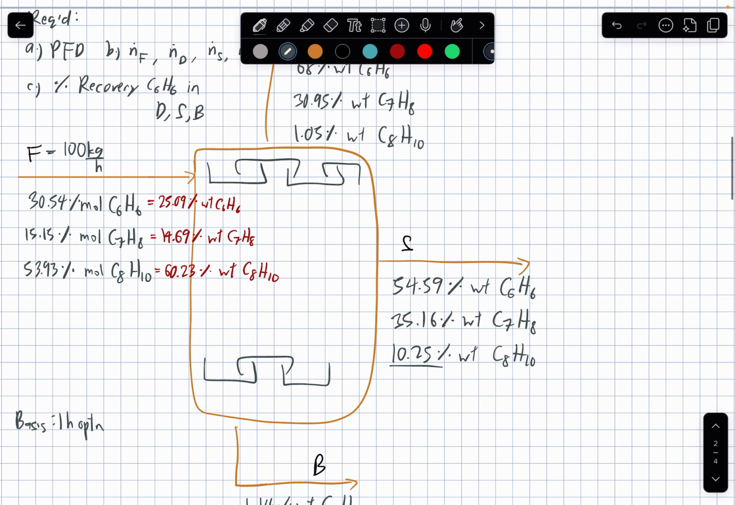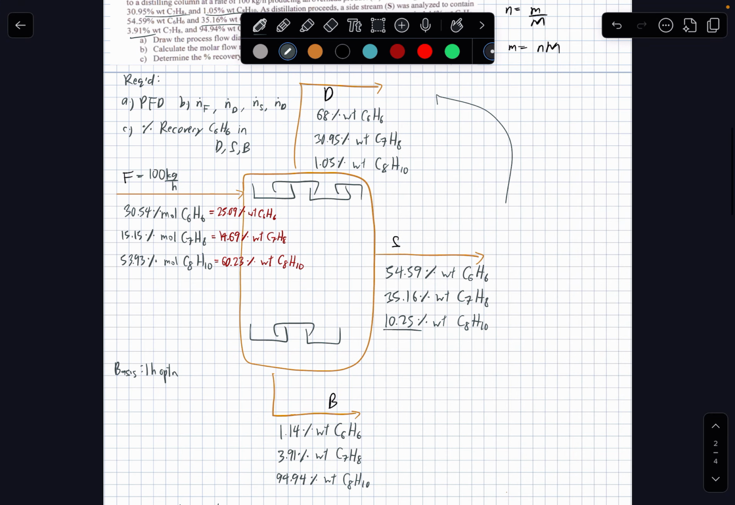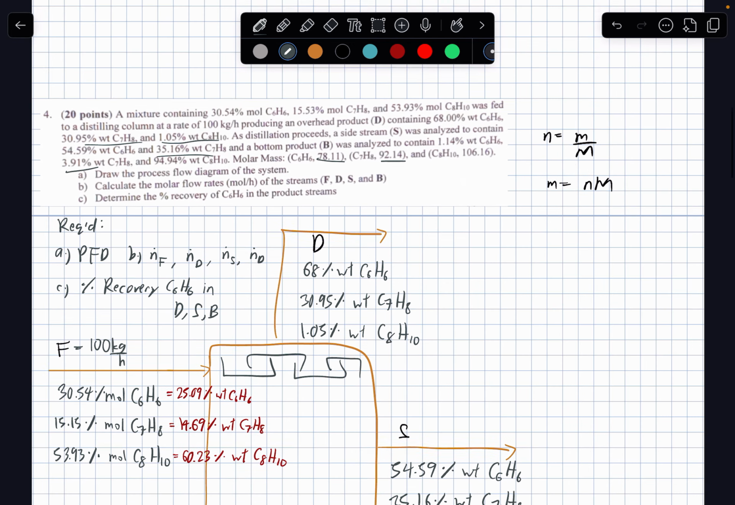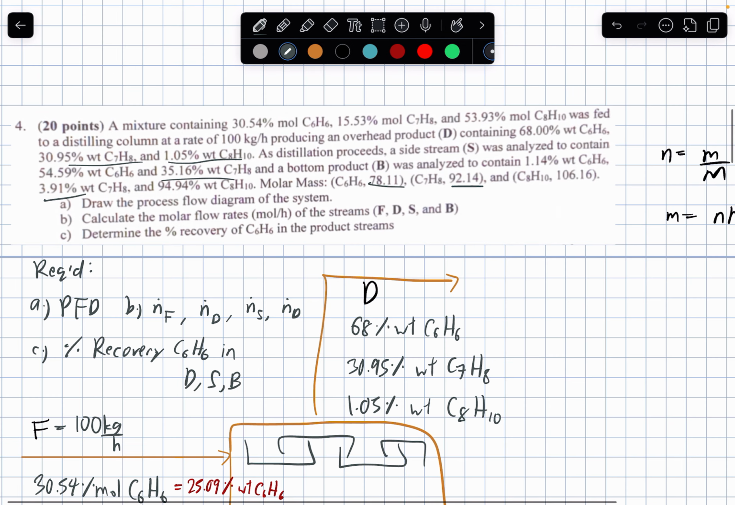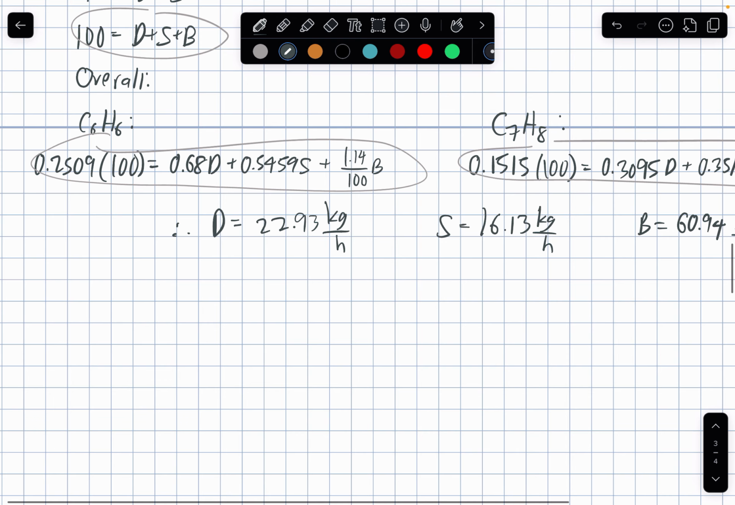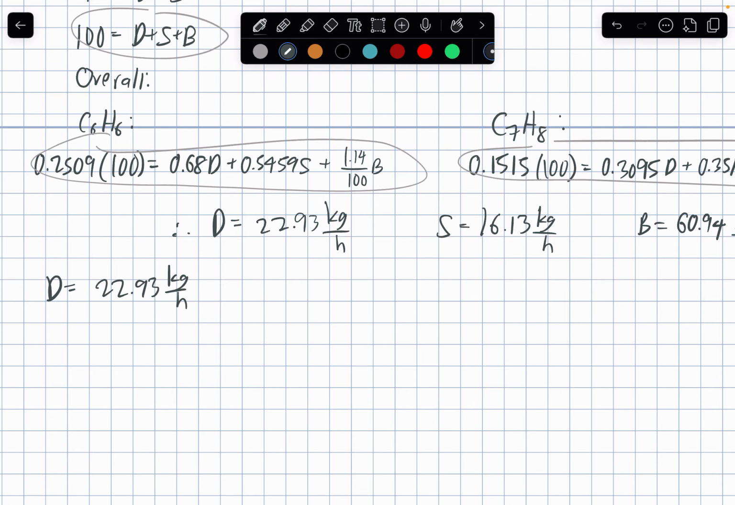Another way that we could solve this is by converting all of the product streams in terms of percent mole. But right now, we're not in the wrong position either. This is just another way to solve it. We want to express our answers in mole per hour. How do we do that? So let's go first with D.